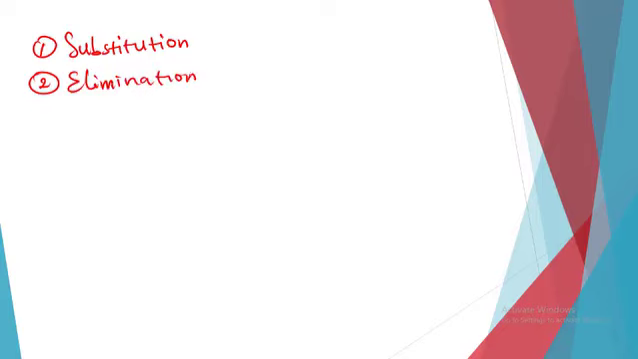There are three methods of solving simultaneous equations, which include what we call the substitution method, we have the elimination method, and we have the graphical method. But in this study, we'll be focusing on substitution and elimination. Okay, and today we are starting with the substitution method. Let us take some examples on the substitution method of simultaneous equations.